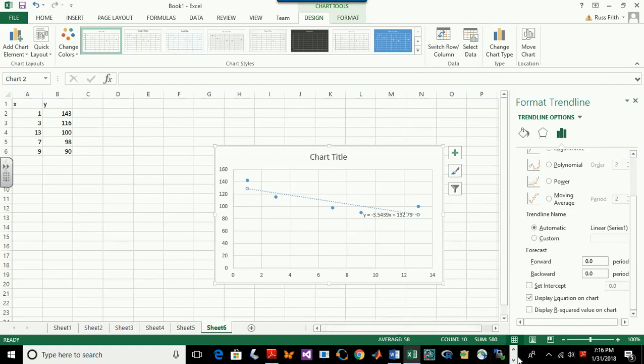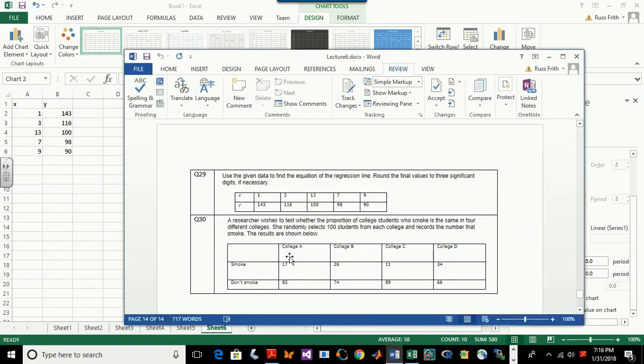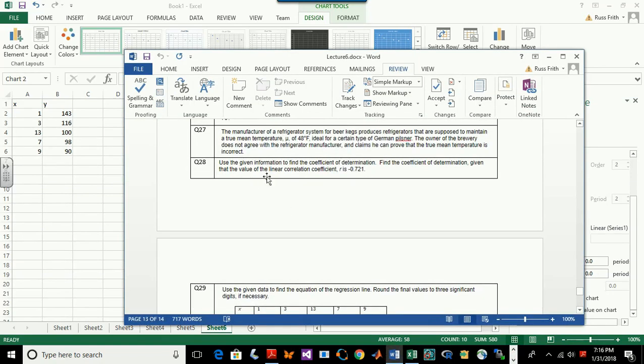Okay. So what about question 28? Use the given information to find the coefficient of determination. Find the coefficient of determination given that the value of the linear correlation coefficient is minus 0.721. Okay, so the coefficient of determination is r squared. So you just square the number.